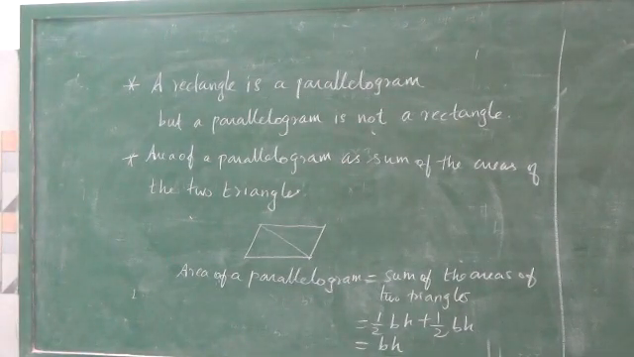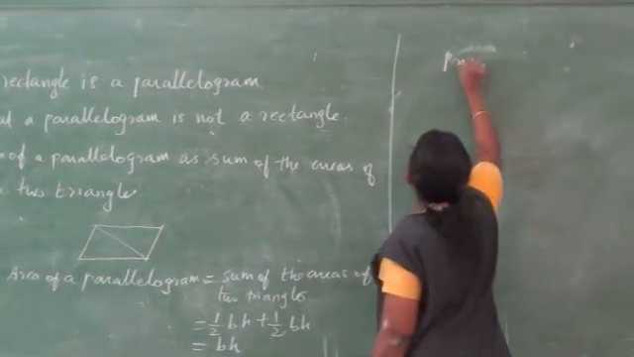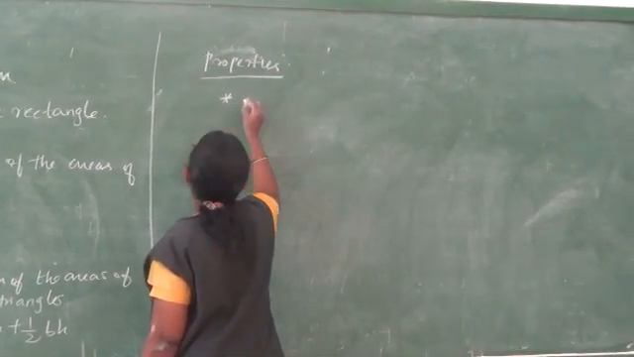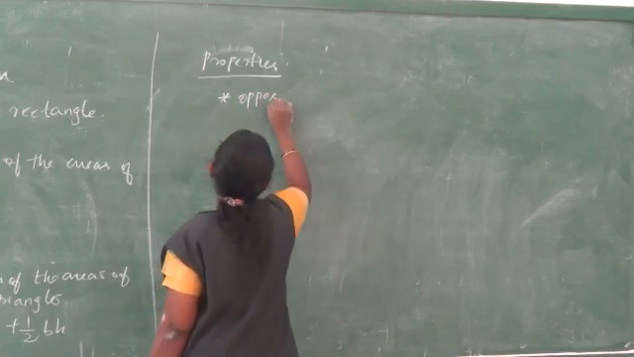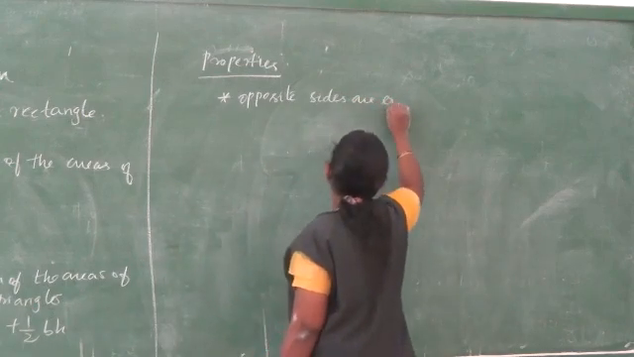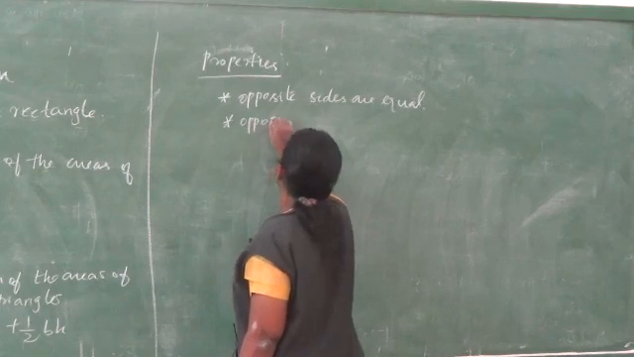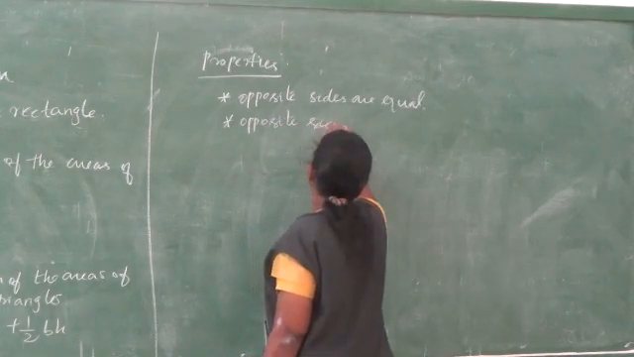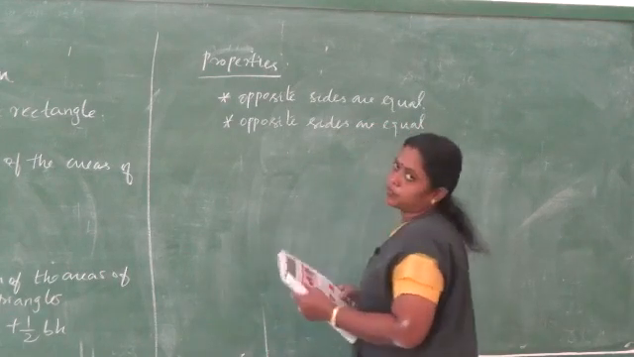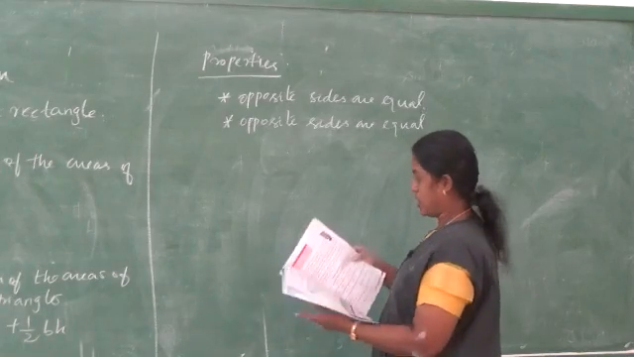What are the properties a parallelogram holds? First one is opposite sides are equal. And one more property is given, opposite sides are equal. By using this, you are going to do the exercise number 2.1.